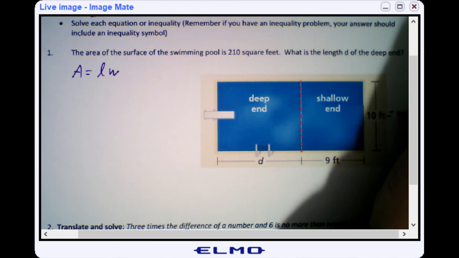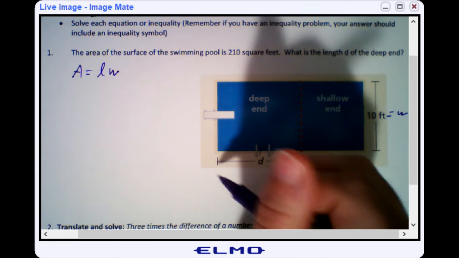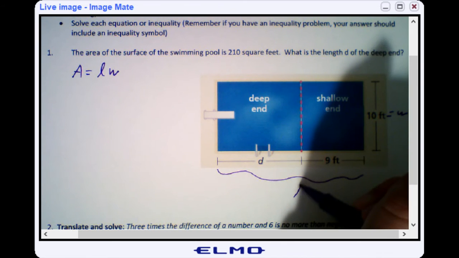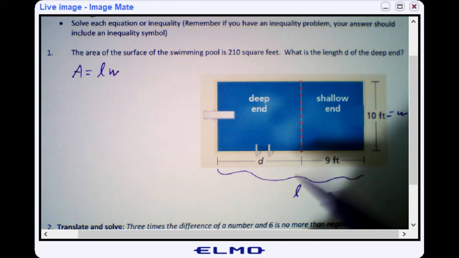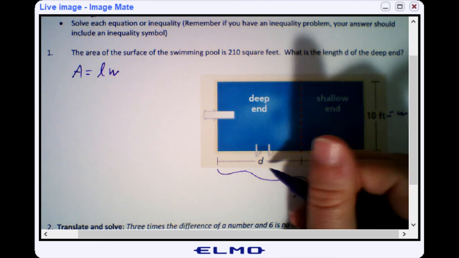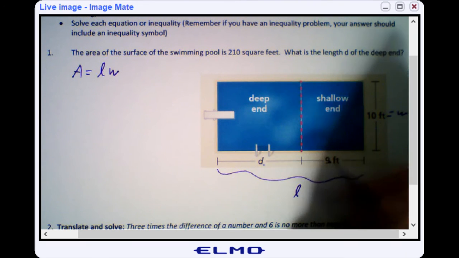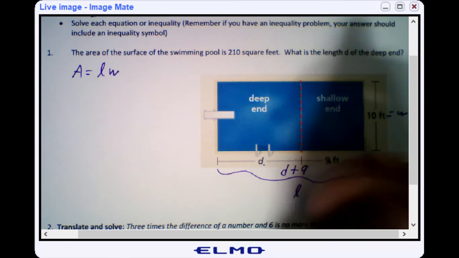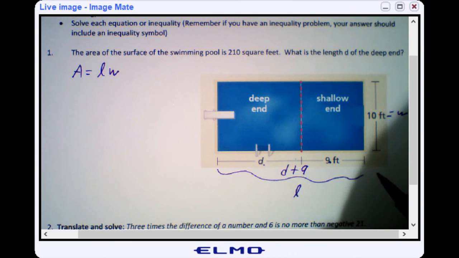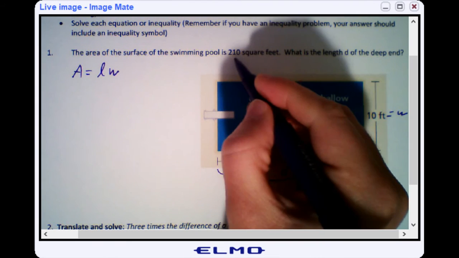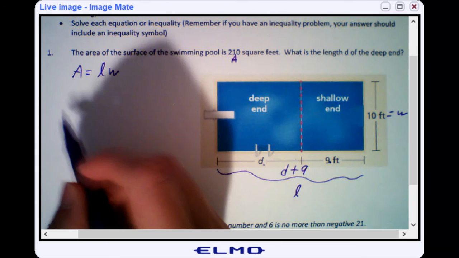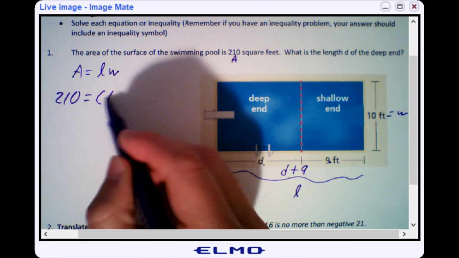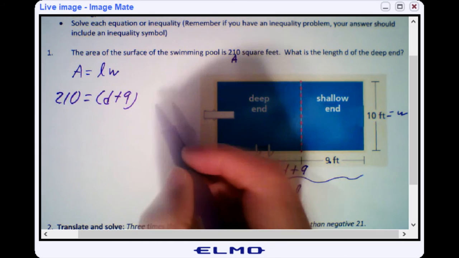Let's call this our width, and we're going to call this our length. So our width is 10. Our length is going to be this and this together. So we're looking for the whole thing. So we're actually going to be adding d plus 9 to figure out how long the whole length is. So our area is 210 square feet. Our length is d plus 9. And then our width is 10.